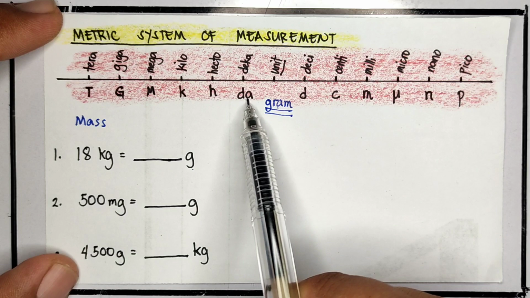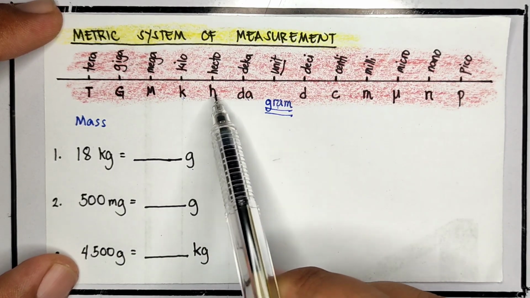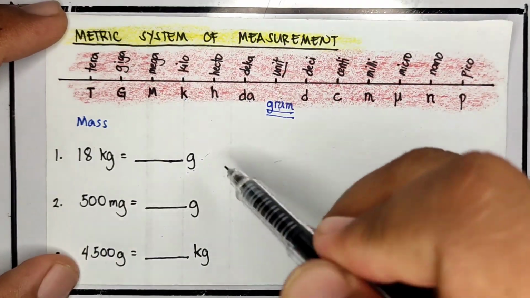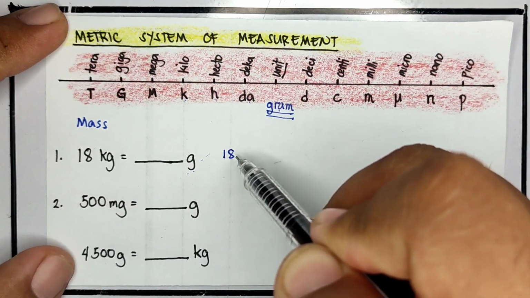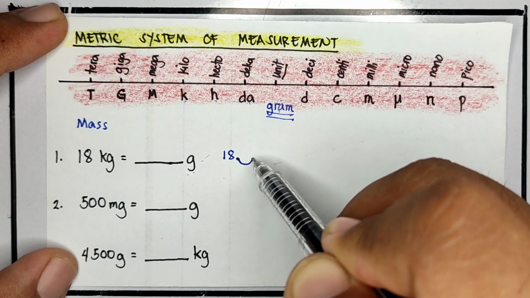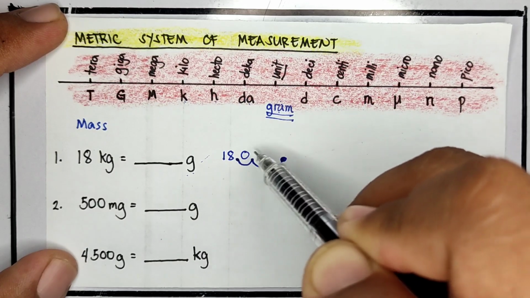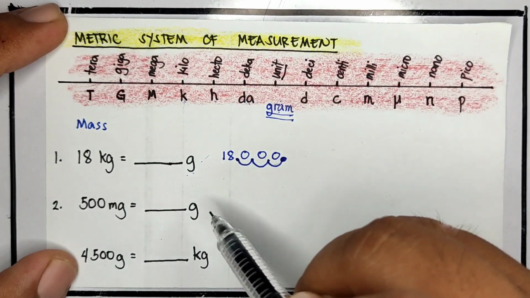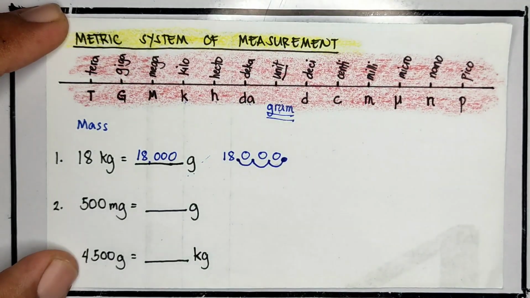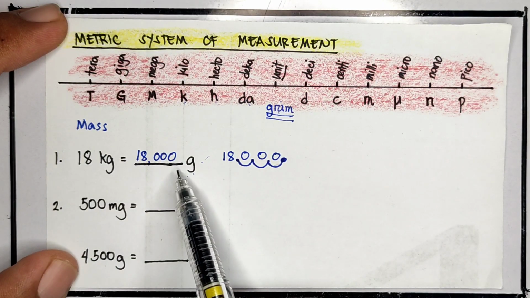1, 2, 3. Again, kilo, 1, 2, 3. 3 times going to the right. Therefore, we have here 18. The decimal is here. We will move 3 times going right: 1, 2, 3. And this would be the decimal point. Therefore, we have here 18,000 grams. 18 kilograms is 18,000 grams.